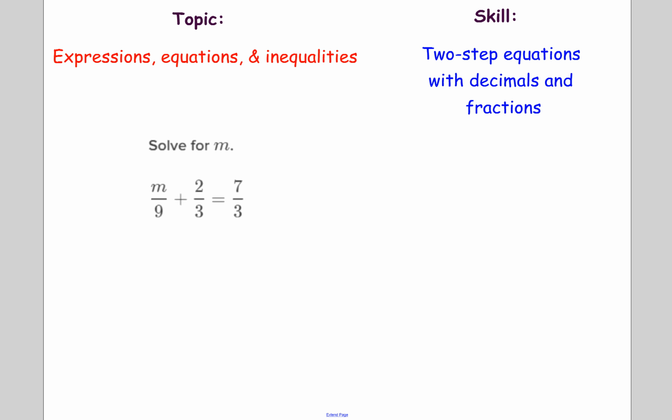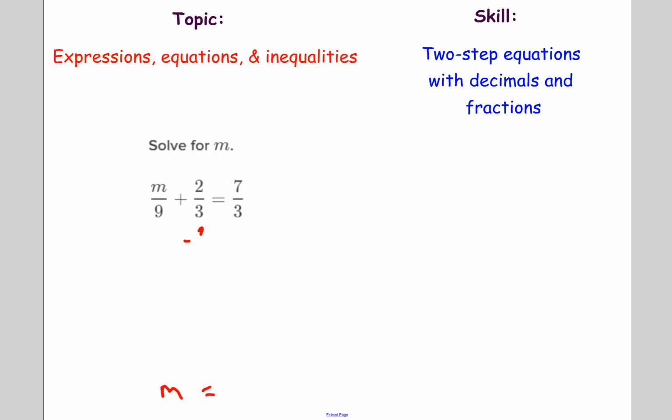All right, let's try this one. M over 9 plus 2/3 equals 7/3. So my goal, you might have heard my son Sam asking for a culotta, because that's what 6-year-olds drink. M over 9 plus 2/3 equals 7/3. So my goal is to end up with M by itself at the end.